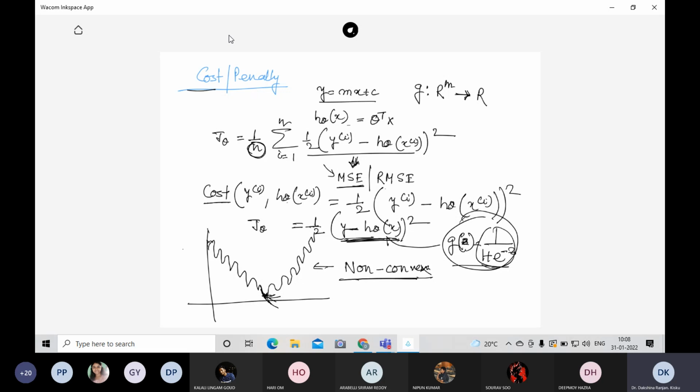Okay, so in other words, it is very difficult to estimate the model parameters from this non-convex representation. When we put the value of this h theta x in this cost function, we obtain this kind of non-convex representation, and from it, it is difficult to find the global optimum that will optimize our cost function. Okay.